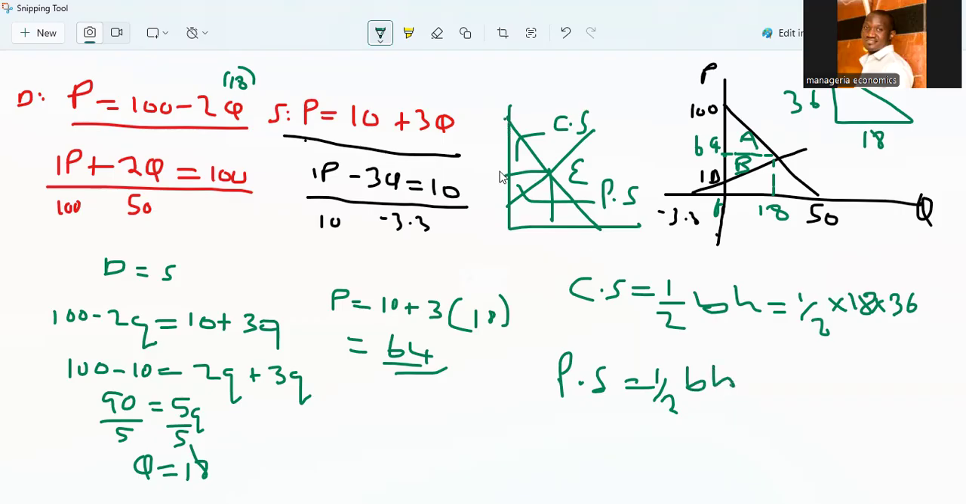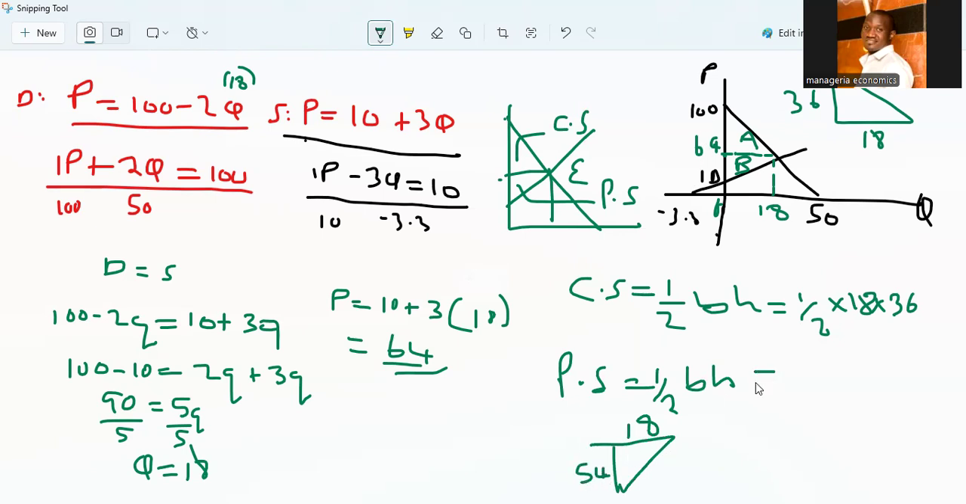So the distance from here to here, you subtract 100 minus 64, that is how we get 36. And 18 minus 0 is 18. All right? So let's try to gather the dimensions for producer surplus. From here to here, it's the same 18. How about from 10 to 64? What is that length? 54. 54, correct.